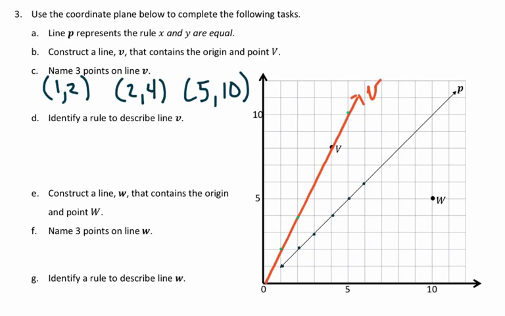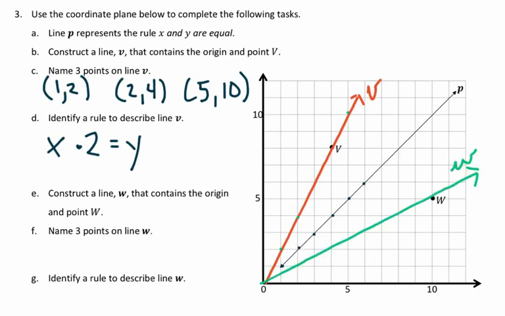Now part D, I just showed you how to do it. It says identify a rule to describe line V. And we did the rule, and the rule was x times 2 is equal to y. Now part E says construct a line W that contains the origin and point W. So let's go ahead and make that line.